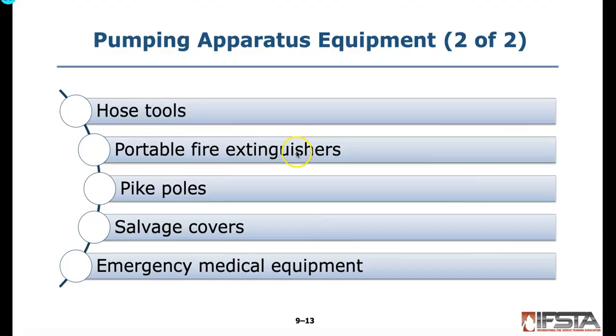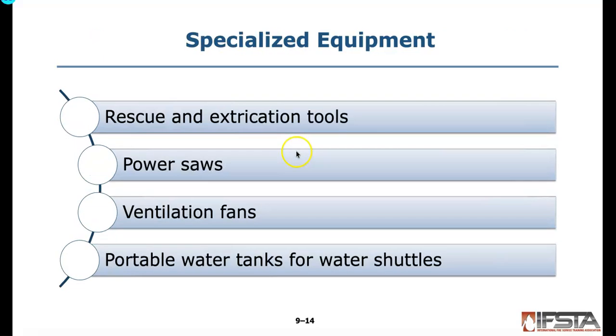A pike pole is just a large pole, usually used for pulling ceiling so that we can find fire in the attic. And then medical equipment. All of our apparatus carry medical equipment. You'll find that pretty much all of the fire departments in Southern California, the firefighters are all EMT trained to a minimum, and so pretty much every apparatus is going to have medical equipment.